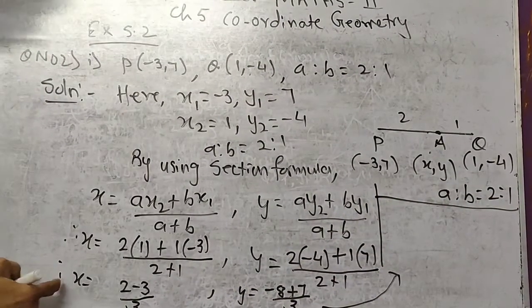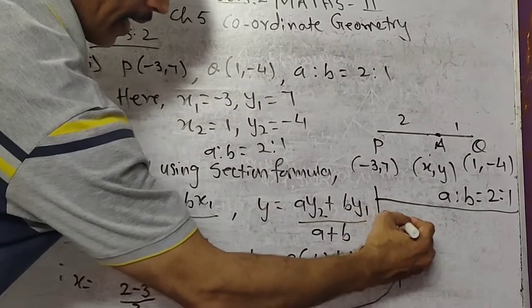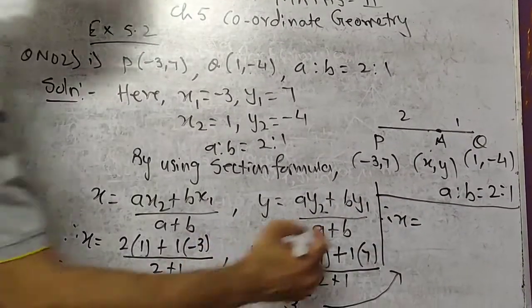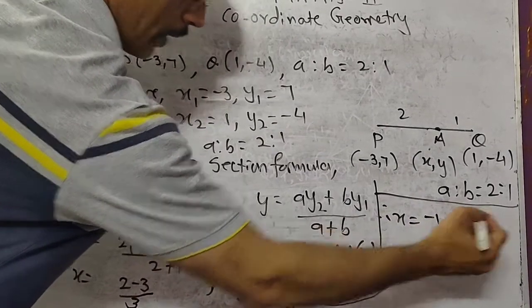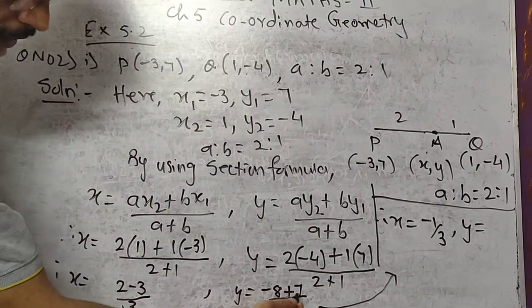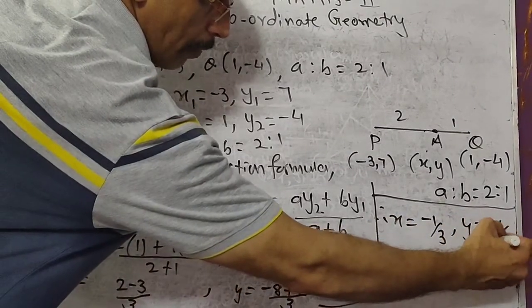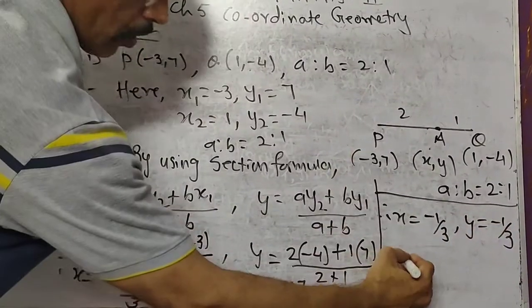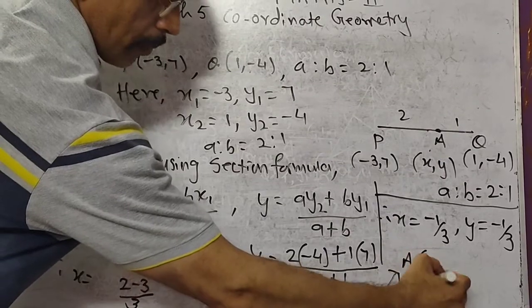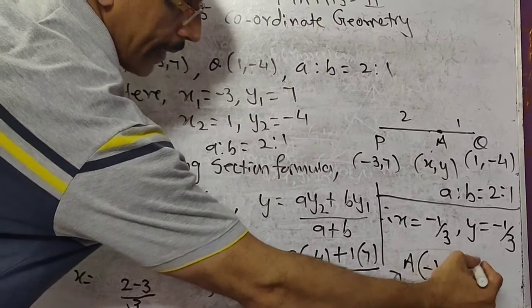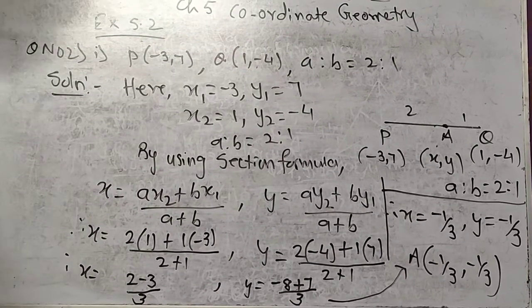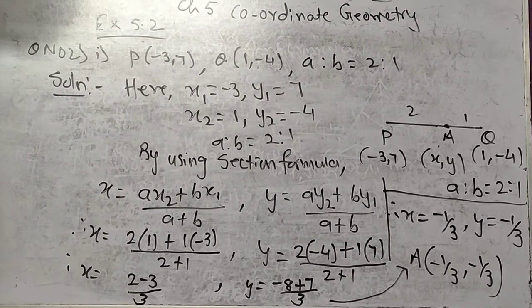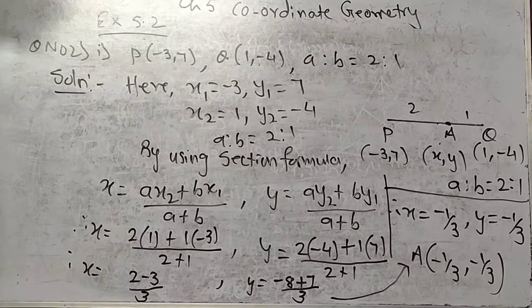Okay, so no place here, I am writing it here. So x is equal to 2 minus 3 is -1 upon 3, comma, and y is equal to -8 plus 7 means -1 upon 3. So your A coordinate will be -1 upon 3, comma, -1 upon 3. So you got the value of A coordinate.